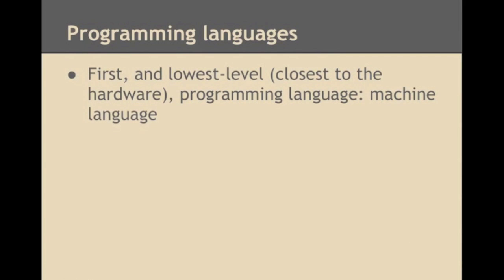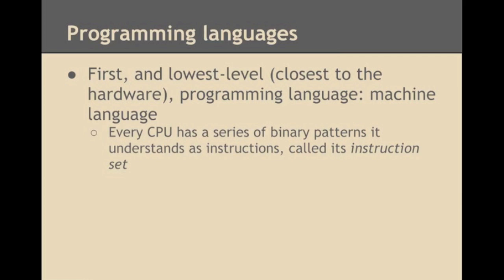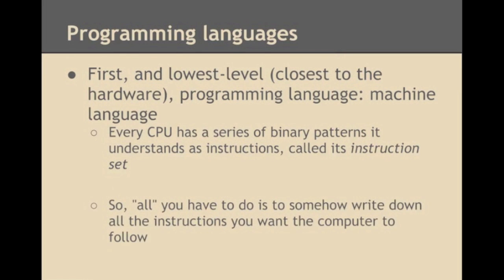Our first and lowest level, or closest to the hardware programming language, was something called machine language. And in machine language, basically we just take the instructions that the computer knows how to do and write our programs using those instructions. Every CPU, every computer, has a series of binary patterns it understands as instructions, and those are called its instruction set. And so all you have to do is somehow write down all the instructions that you want the computer to follow in order. And then when the computer reads those instructions with its fetch, decode, execute, and store cycle, it can solve the problem by following your instructions.